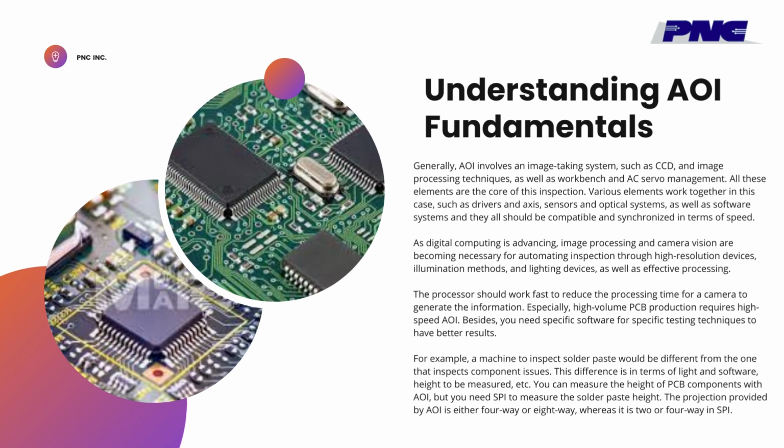For example, a machine to inspect solder paste would be different from the one that inspects component issues. This difference is in terms of light and software, height to be measured, etc. You can measure the height of PCB components with AOI, but you need SPI to measure the solder paste height. The projection provided by AOI is either 4-way or 8-way, whereas it is 2 or 4-way in SPI.